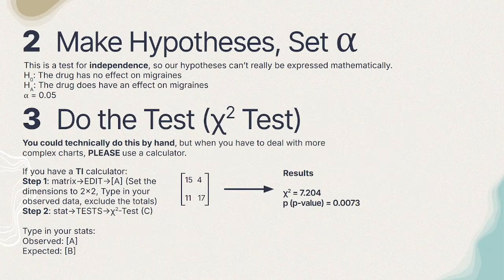Since this is a test for independence, our hypotheses aren't written in equations. We simply say the null hypothesis is that the drug has no effect on migraines, and the alternative is that the drug does have an effect. On the calculator, enter your observed data into matrix A as a 2 by 2 matrix, then go to the chi-square test with matrix A as observed and matrix B as expected. This gives us a chi-square value of 7.204 and a p-value of 0.0073.